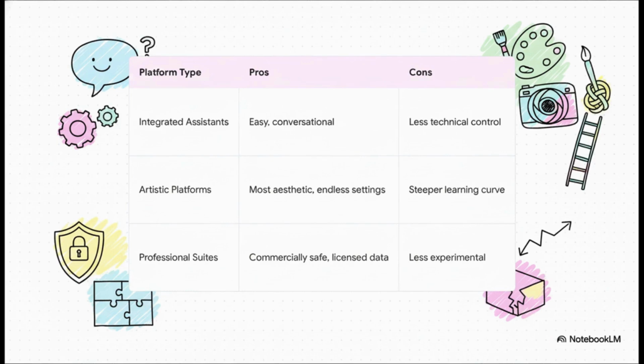Then you have the artistic platforms. These are for when you want the absolute most beautiful, aesthetic results. They have endless knobs and dials to tweak, but yeah, there's a bit of a learning curve. And finally, you've got the professional suites. Think of the AI tools being built right into software you'd use for work. These are usually your safest option for commercial projects because of how they're trained, but they might not be as wild and experimental as the others.